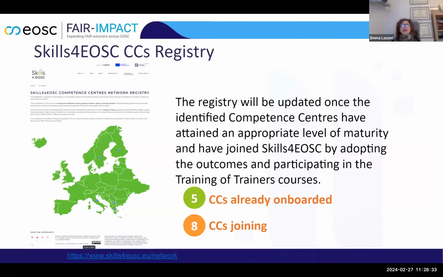For the moment, we have 5 competence centers that already joined the network. We have a registry on our website where we are constantly updating the onboarded competence centers. We aim to cover at least 10 countries by the end of the project, but we already have 8 competence centers from different countries that would like to join the network. So we're very happy, and we will launch this first version of the Competence Center Network in June.